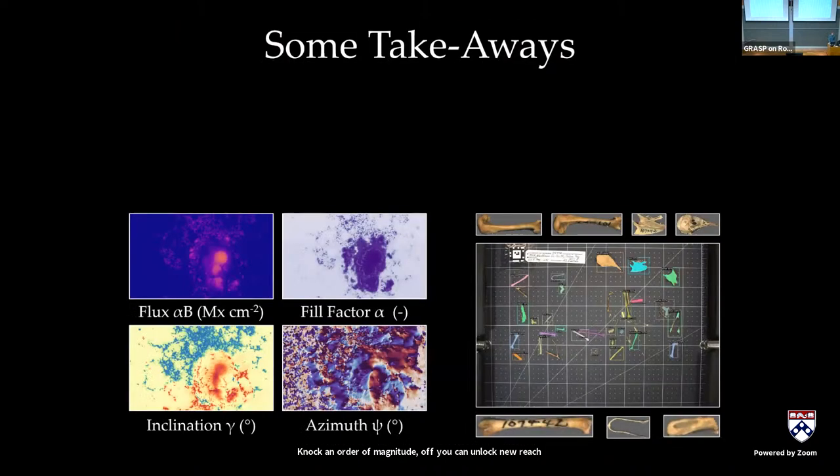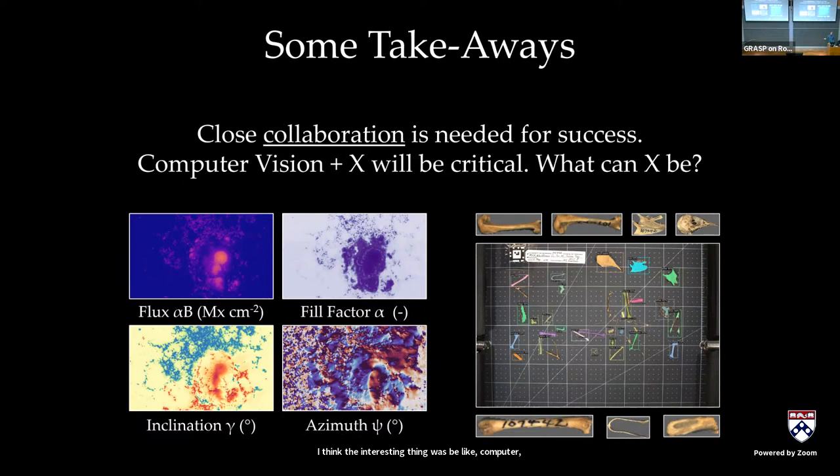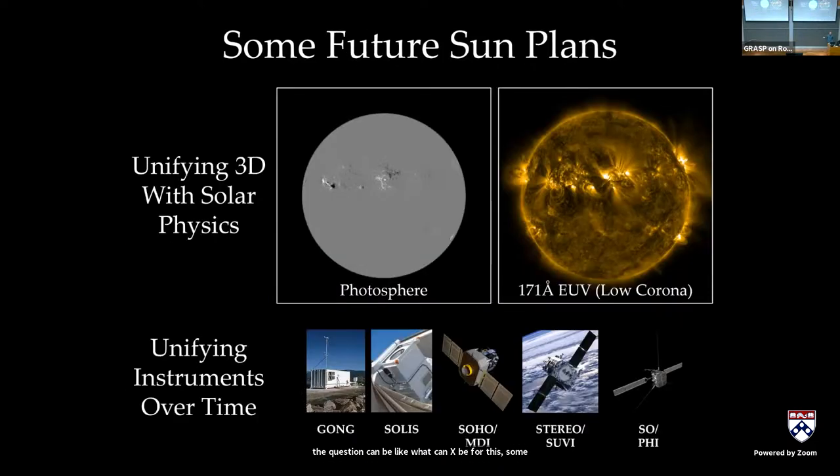Okay, so some takeaways. One of the things I learned is that close collaboration is needed for success. And it's collaboration as opposed to jumping in and writing one paper and announcing solar vision or bird skeletons are solved. And I think the interesting thing will be computer vision plus X, and the question can be what can X be for this? Some of the stuff I'm looking to do is unifying 3D with solar physics. So the sun is actually a 3D object. And then inter-instrument calibration, and unifying this constellation of instruments over time, is I think very interesting.